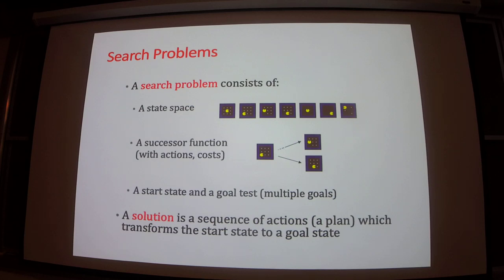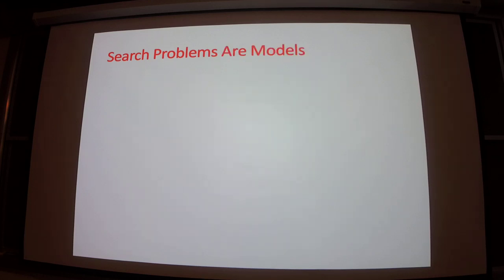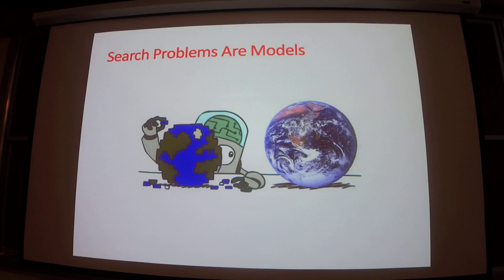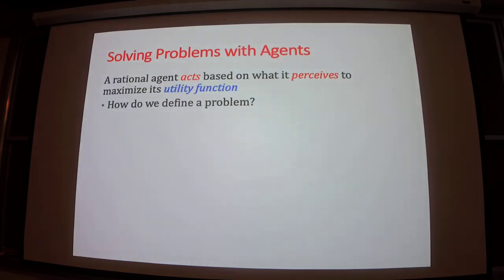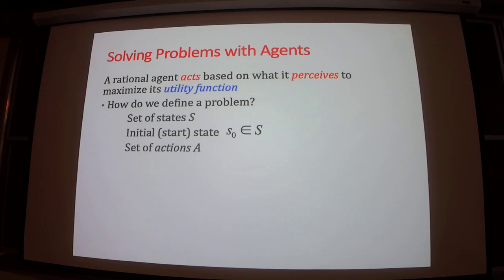So search problems are models of the world that the agent is acting in. A rational agent acts based on what it perceives in order to maximize its utility function. So we're going to define this notion of problem a little more formally here. We have some set of states S. We have an initial state that is in that set. We have a set of actions A. We have some transition function that takes a current state and an action and maps it to a new state.